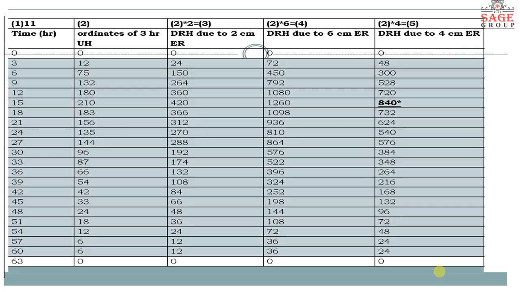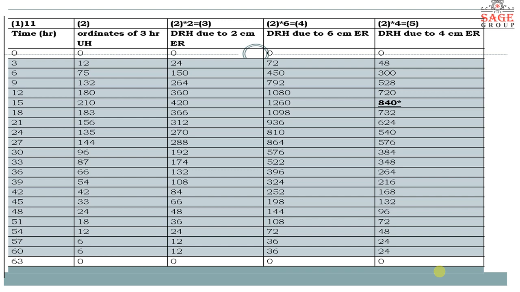We need to make a table. So we can see here in one column we are writing the time, in the second column we are writing the ordinates of the 3-hour unit hydrograph. Correct. Now the first column and the second column, this data is given in the question itself, so we are mentioning it here, right?